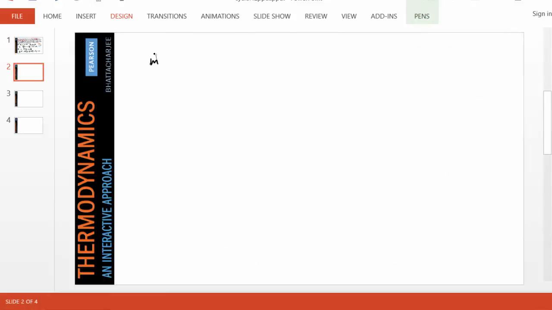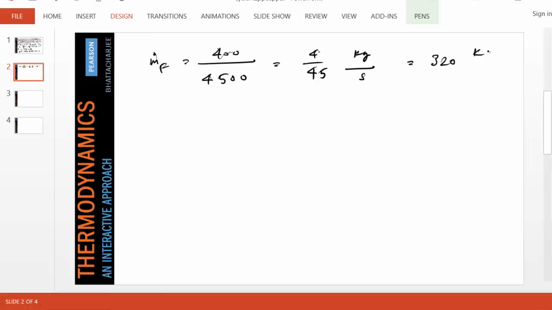So therefore, m dot f, the fuel consumption rate in kg per second, is 400 kilowatt divided by the heating value. So m dot f equals 4 divided by 45 kg per second. And that translates to, if I multiply by 3600, 320 kg per hour.